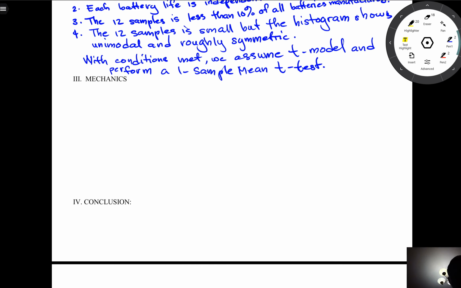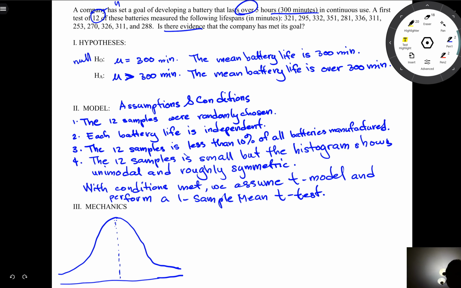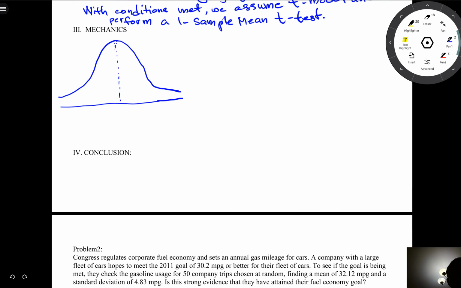You said it's a T model. A T model looks like a normal model, but it has thicker tails and a narrower mode. So for shape, that's approximately normal. T models are approximately normal. And for the center, if you notice, your center is at 300 minutes. So your mean is at 300 minutes right there.